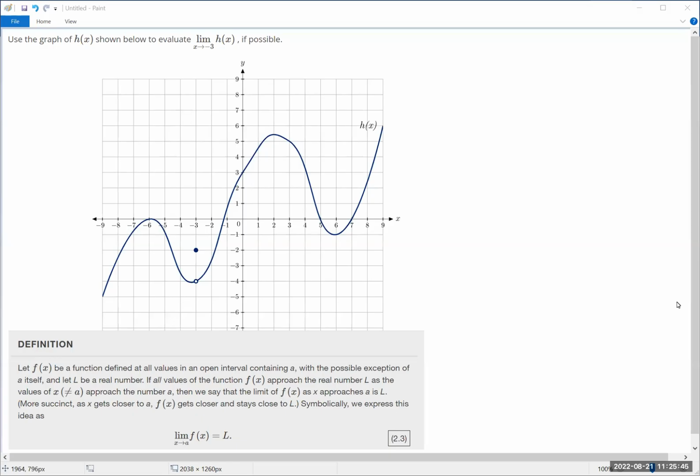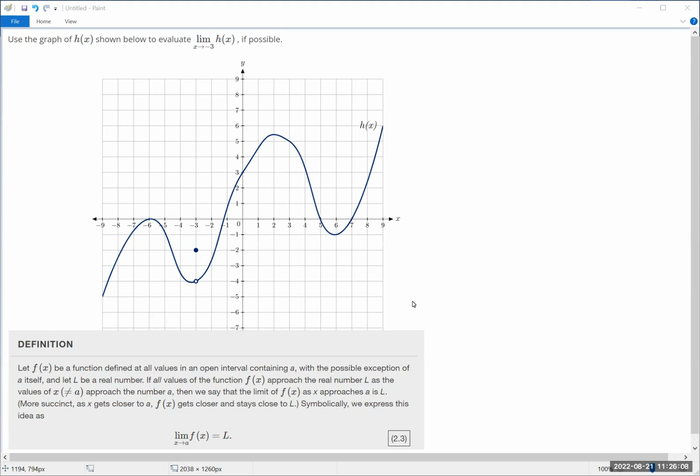All right, let's go ahead and look at this problem. It says use a graph of h of x shown below to evaluate the limit of h of x as x approaches -3, if possible. So there's a couple of things to think about, and let's look at it in terms of the definition, and let's see if that helps us understand what's going on.